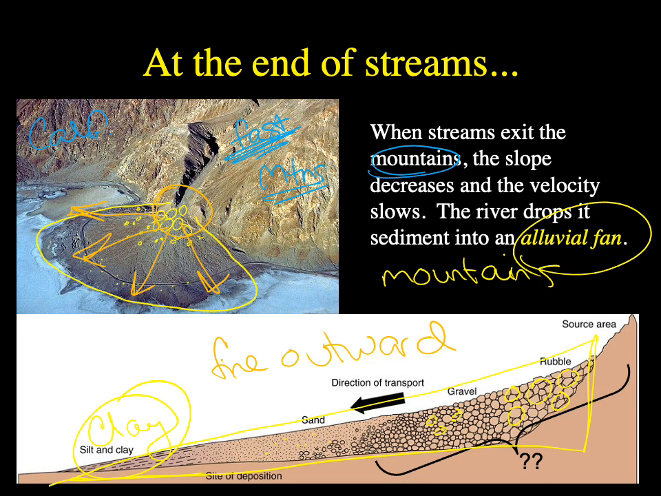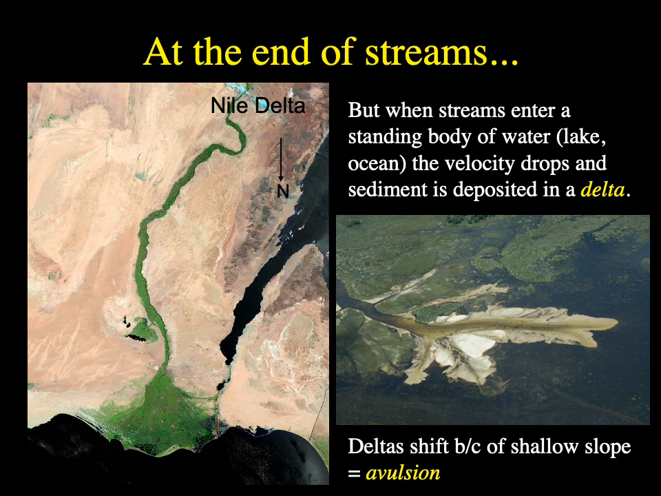They're often found in arid regions or semi-arid regions, but they just are forming near the mountains. So this is what happens when a river leaves the mountains and drops off all of the sediment that it was carrying. This is very different from another feature that we call a delta. Deltas happen when rivers enter into a standing body of water, like a lake or an ocean.